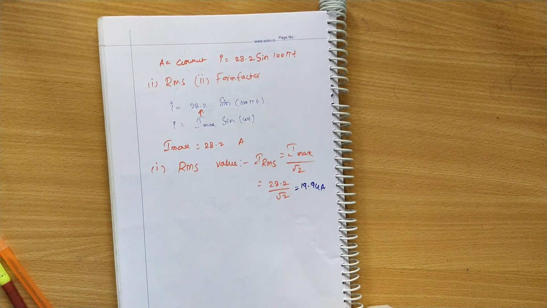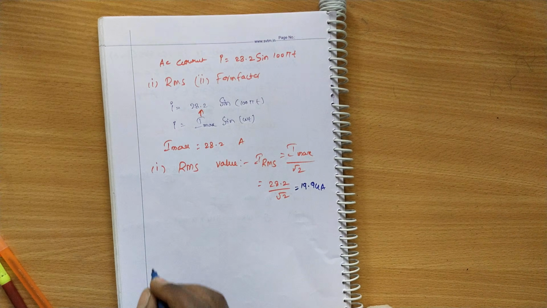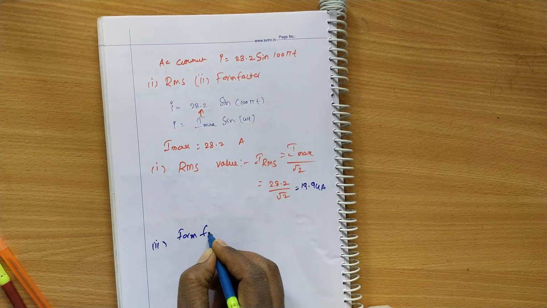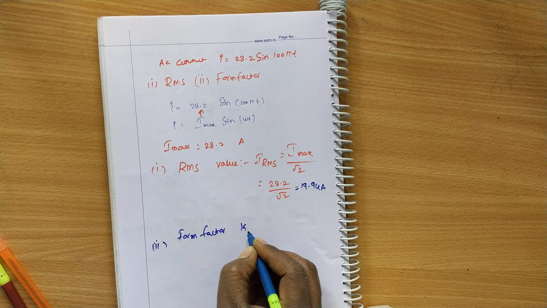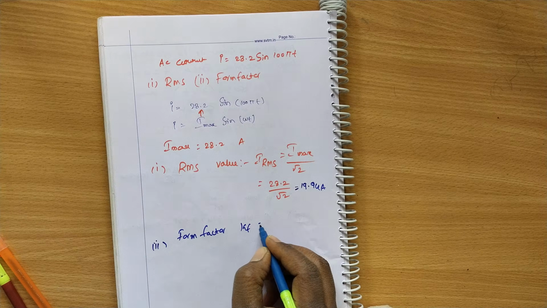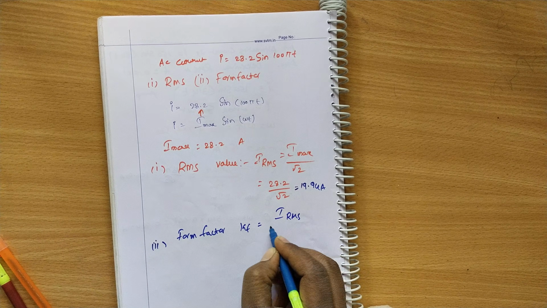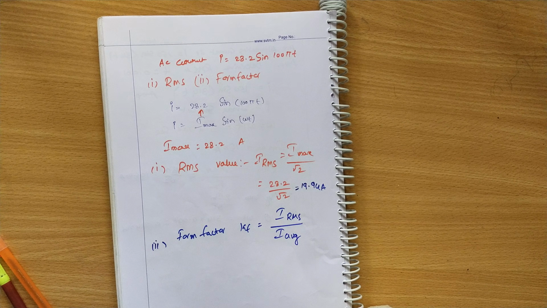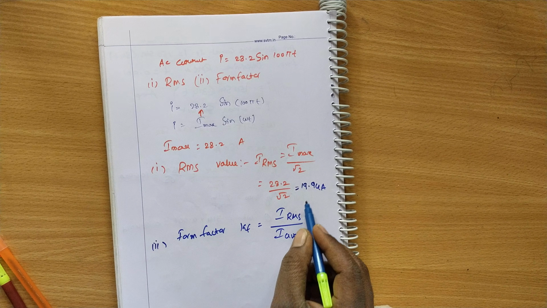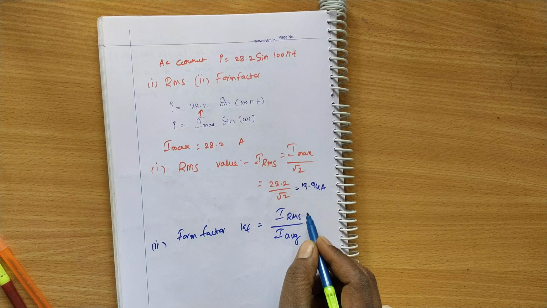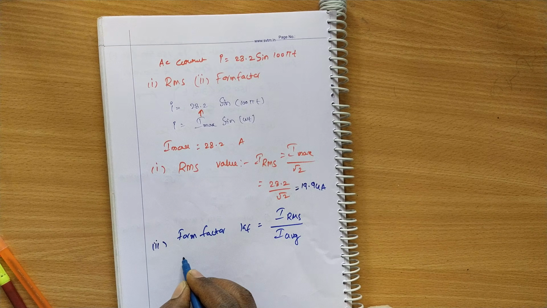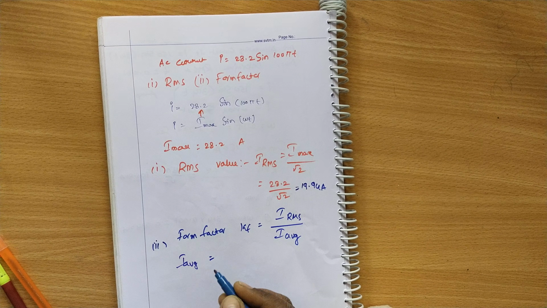Next, to calculate form factor. Assume the form factor Kf is IRMS by I average. It is the ratio of RMS value to average value. First we have to calculate the RMS value, already we calculated. Now we go for average value. What is I average equal to? What is the formula we derived for average value?